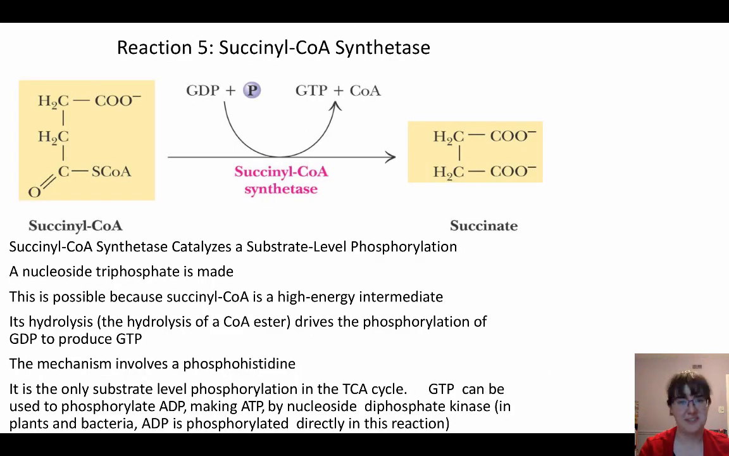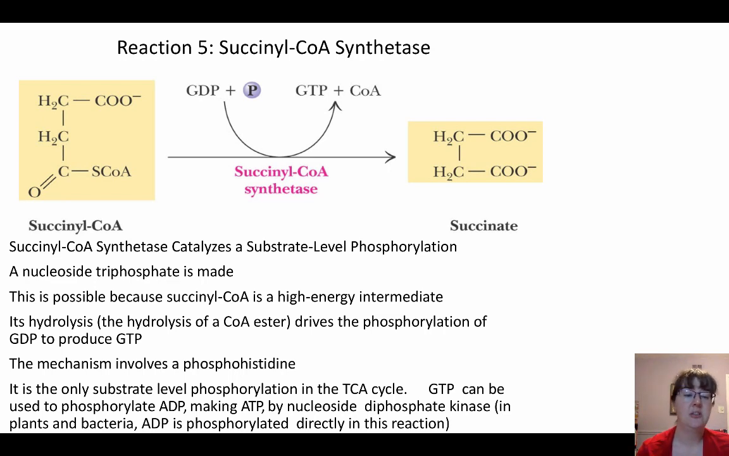Reaction 5, succinyl-CoA synthetase. Once we have our succinyl-CoA, what we're going to do is have a substrate level phosphorylation to go from GDP to GTP, which will also release CoA. So that's going to leave us with succinate. Our succinyl-CoA is a high energy intermediate. That's why we can actually make that nucleoside triphosphate during this reaction. This is going to be the only time that we have a substrate level phosphorylation in the TCA cycle.